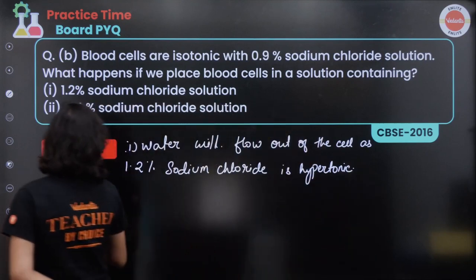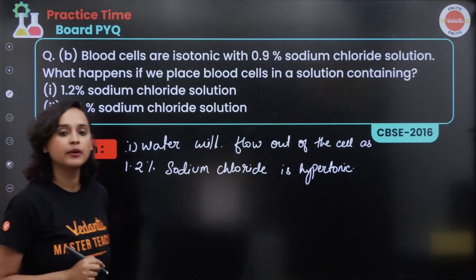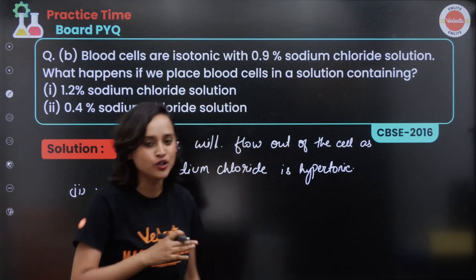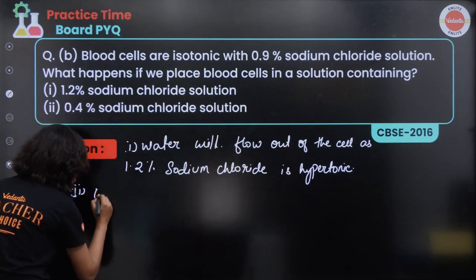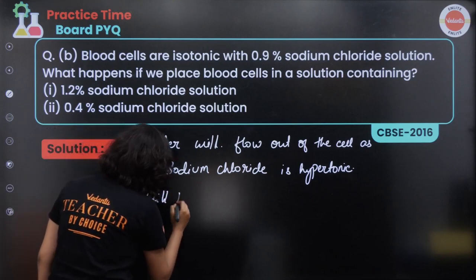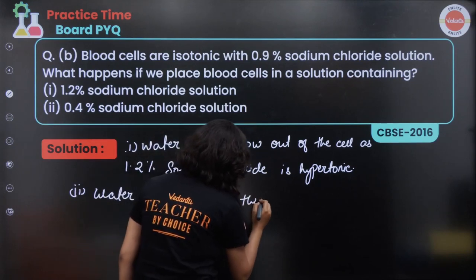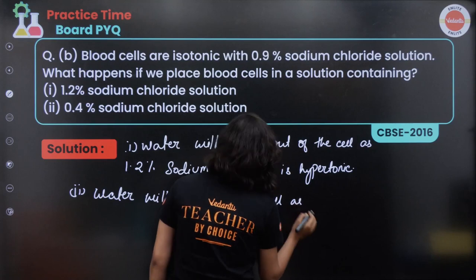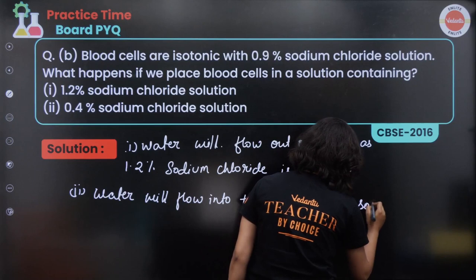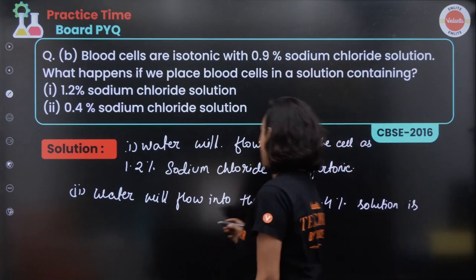Okay? Alright. Number 2, 0.4%. What will happen here? The cell will swell up. Water will flow into the cell, isn't it? Water will flow into the cell as 0.4% solution is hypotonic.